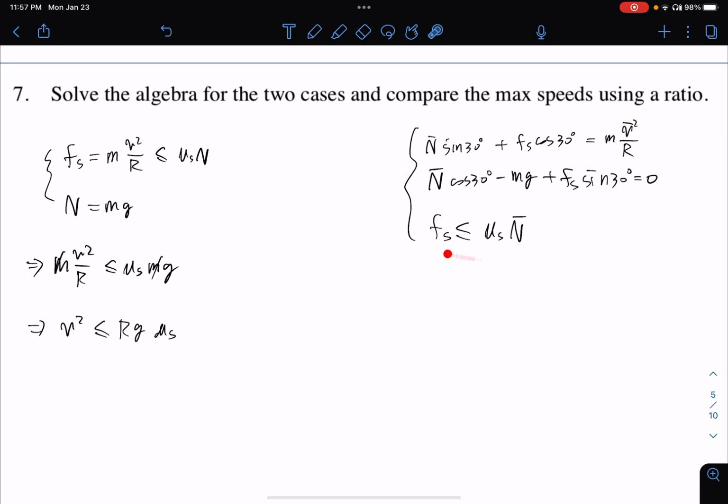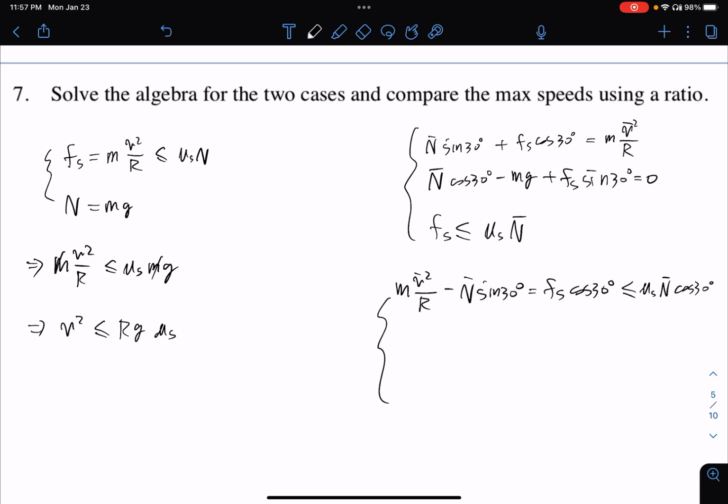Now for the case with a curved road, there's n, fs, and n. I'm going to use this inequality that limits the value of fs, so I want to isolate fs. Let's move this part to the other side, and this gives me m v bar squared divided by r minus m g sine 30 equals fs cosine 30. And this should be smaller or equal to mu s n times cosine 30, because the fs here is smaller than this value.